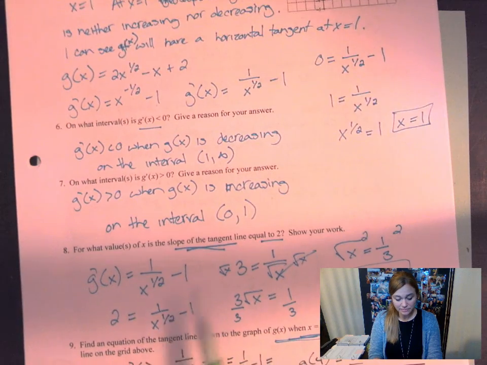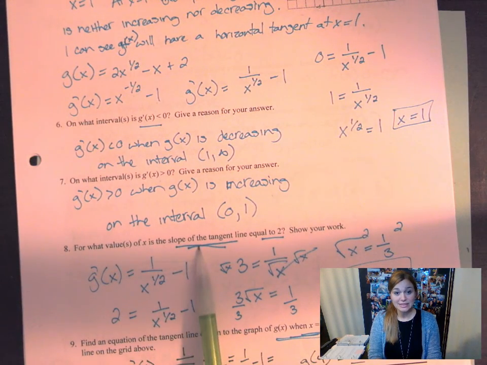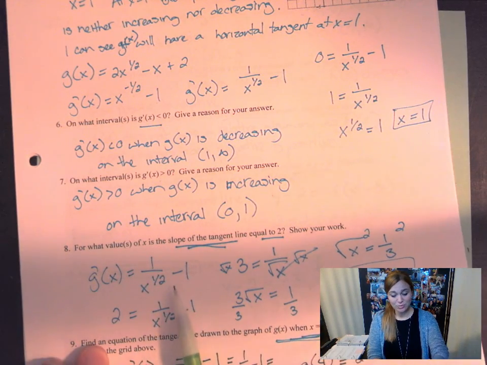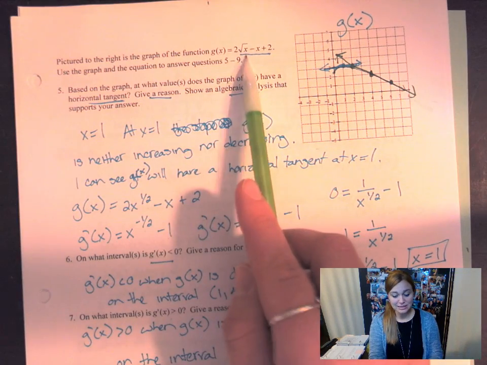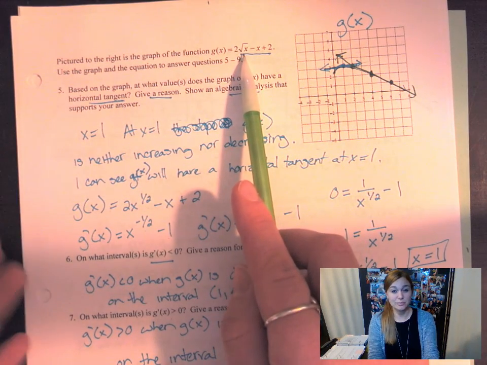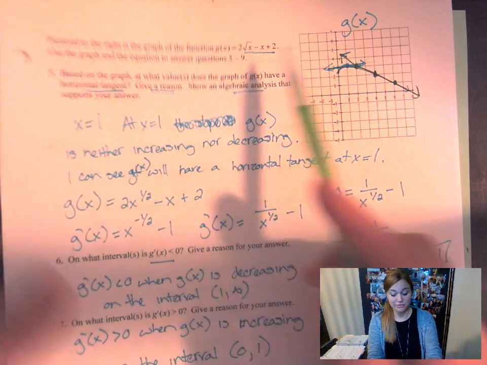And the next one, for what values is the slope of the tangent equal to 2? Anytime you see that, the slope of the tangent is the same thing as the derivative. So you need to find the derivative. This was using the power rule. And if you're wondering where exactly I got this 2x to the 1/2 from in the first place, it was just because this was x, the square root of x, which can be written as x to the 1/2.